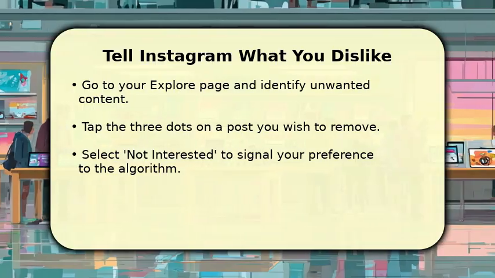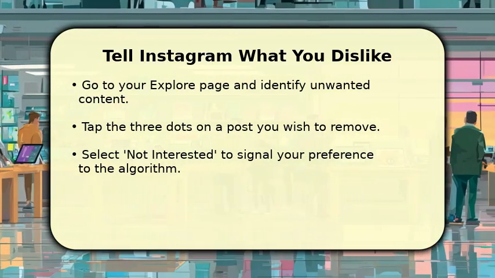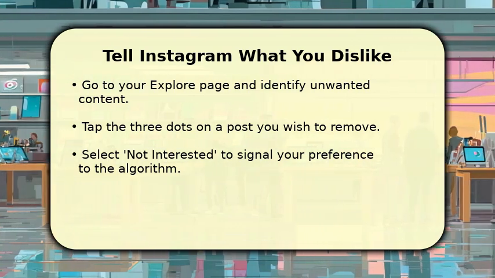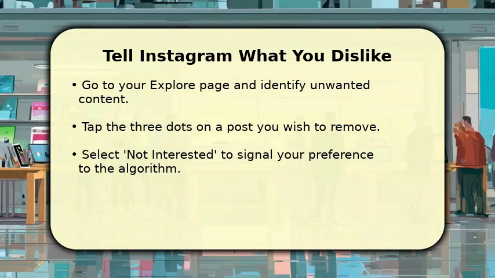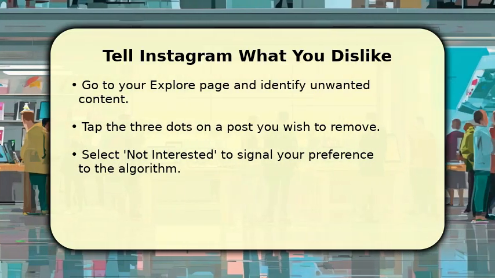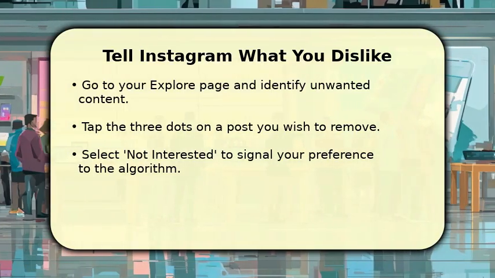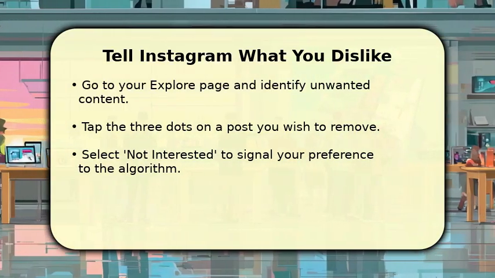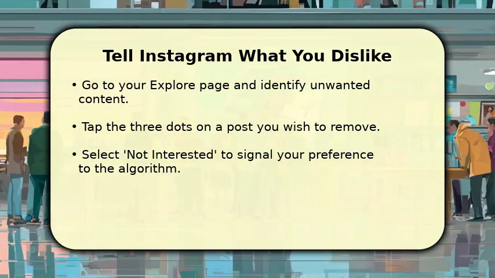Next, head over to your Explore page. As you scroll, identify any content that you do not wish to see. When you find such a post, tap the three dots located in the top right corner of that post. A menu will appear. Select Not Interested. This crucial step signals directly to Instagram's algorithm that you dislike this type of content. Repeat this process for at least 10 to 15 posts to make a significant impact.